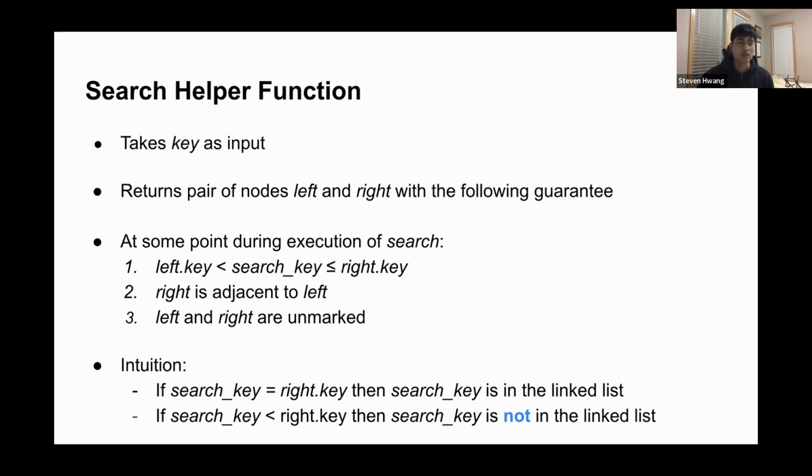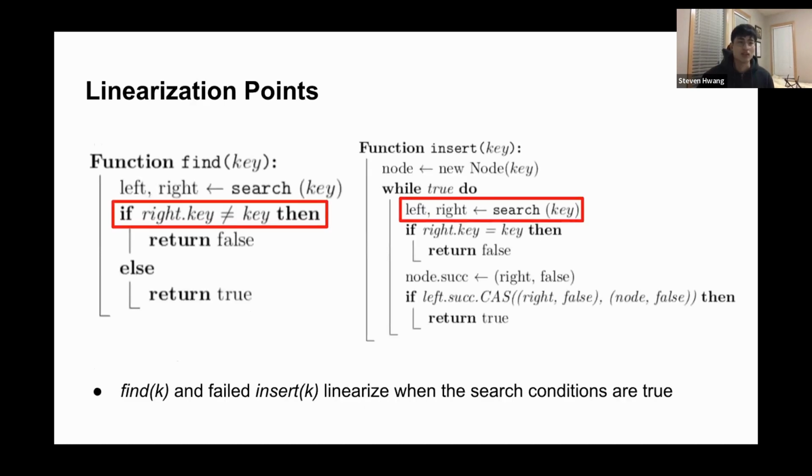And these are when find operations and failed inserts and deletes should linearize, because they only have to confirm or deny whether a key is in the linked list at some point in time. And yes, this is what we see happens. For example, in the find method, the nodes left and right are returned, and then right is checked for whether it contains the search key, and so on.